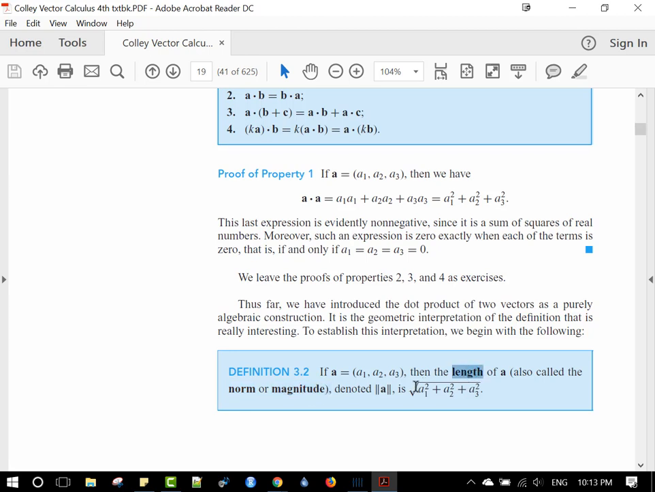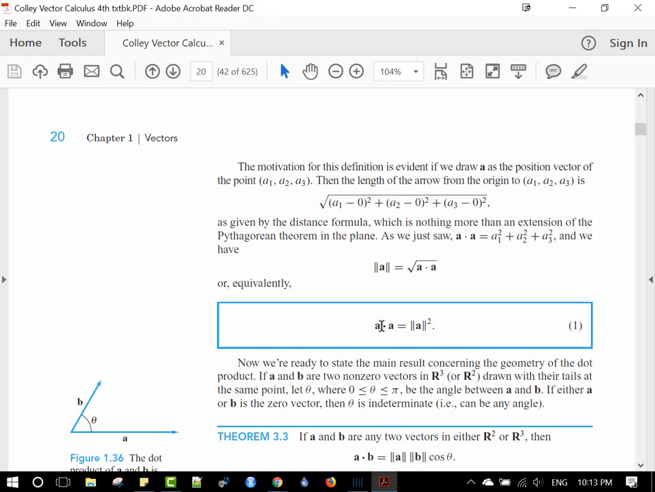Okay, now what is this though? Well, I think I just saw this before. So what is this? Well, this is A dot A. So another way to say that the length of A is to say what? It's the square root of A dot A.